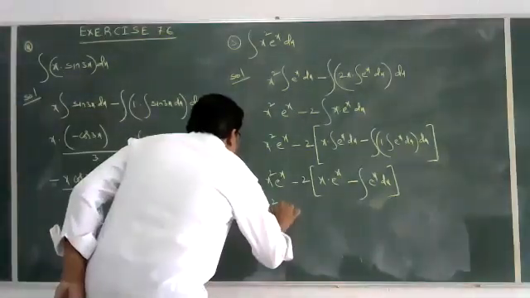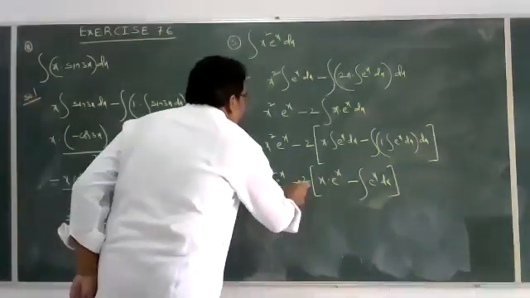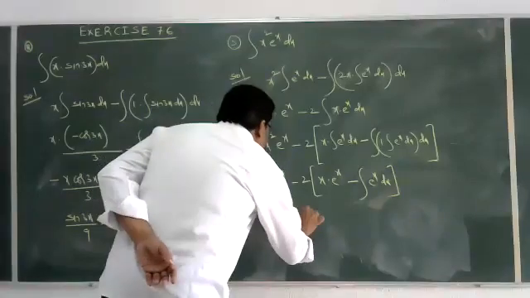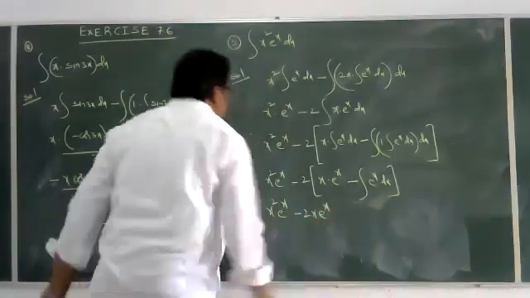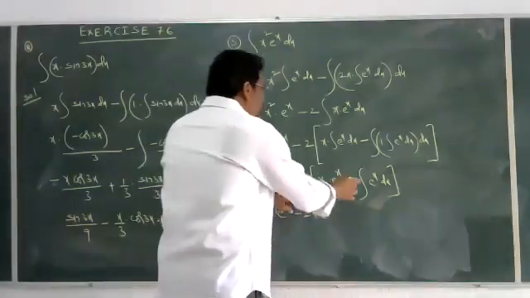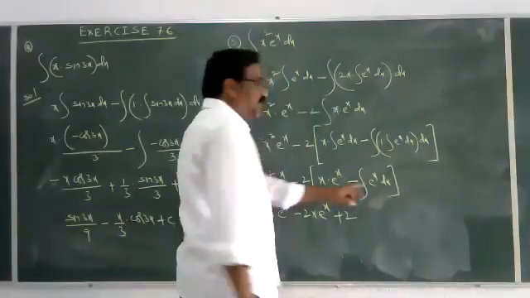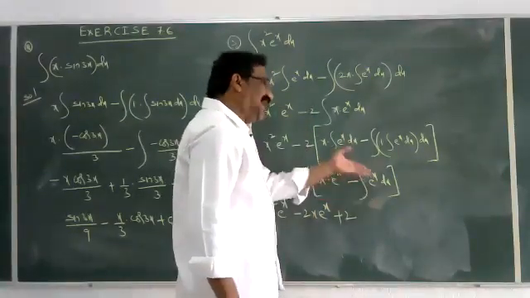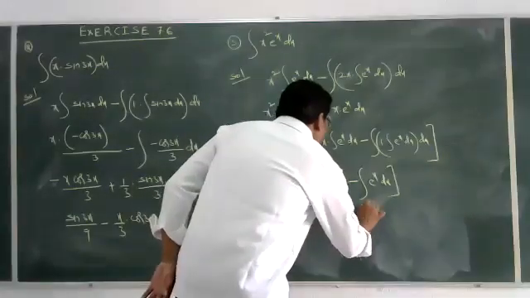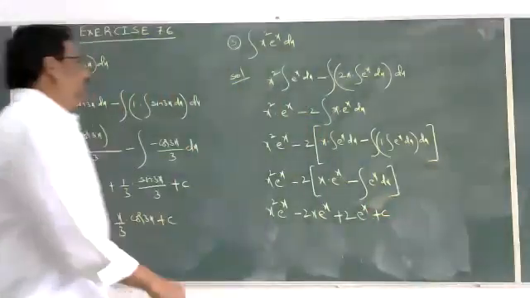That is x square into e power x, multiplying minus 2 in the bracket, that is minus 2x into e power x. Here minus into minus gives plus 2 into, what is the e power x integration? Again e power x. E power x plus c. That's enough.